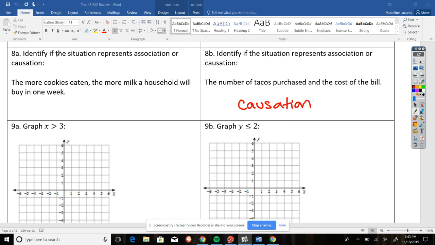And since these are easy, I'm going to do 8a as well here. So the more cookies eaten, the more milk a household will buy in 1 week. So you can eat cookies with milk, but that is not the only reason you buy milk. So one of these things does not absolutely cause the other one. So this one would be association.